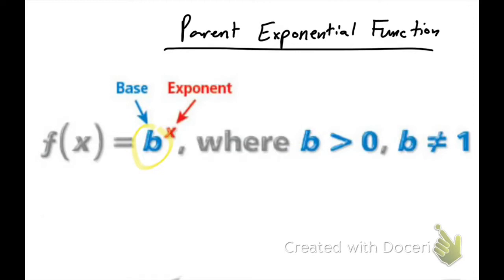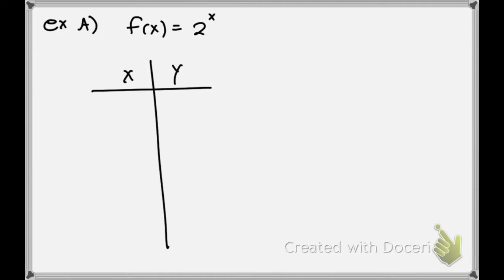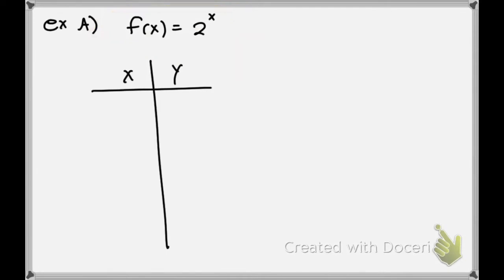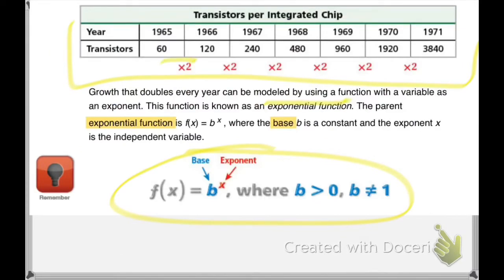Now a few things we do have to make sure of. Our base right here has to be greater than 0, and it cannot equal 1. Those are a few things we have to make sure of when looking at our exponential function. But this is the parent exponential function. So this function here actually models this, because every year it's doubling the number of transistors. So this would be exponential growth, and we'll explain why in a bit. Hopefully you see the idea that we're increasing in numbers, so we're growing, and that's growth.